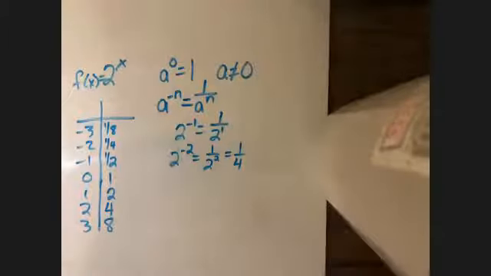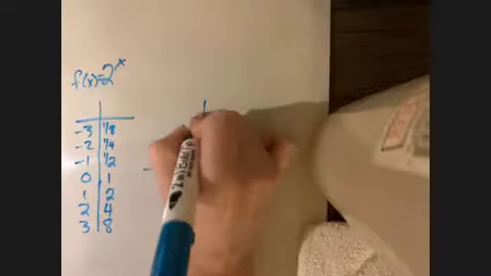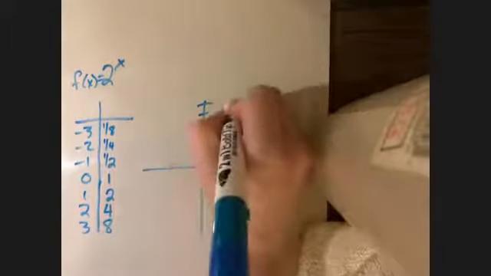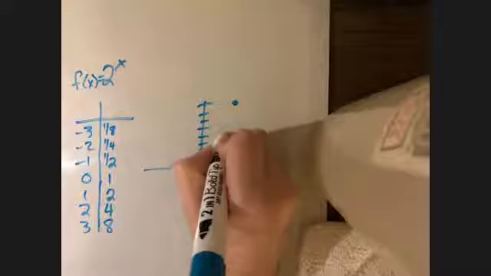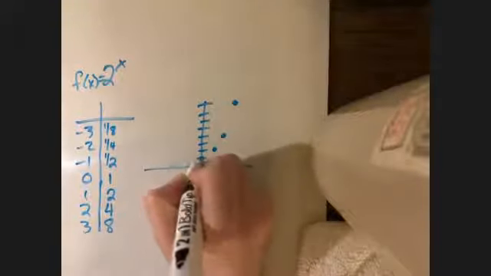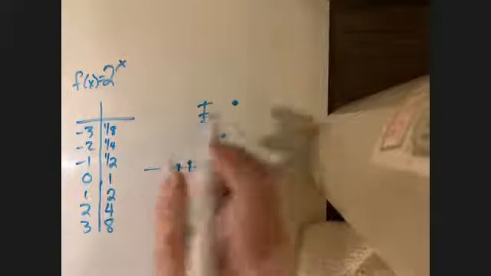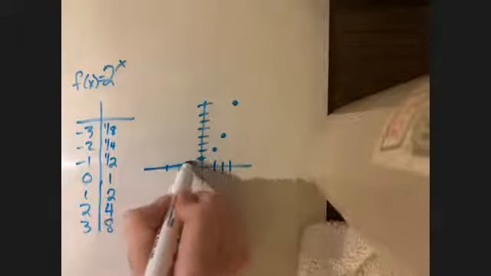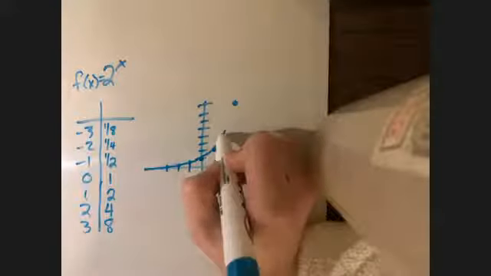Now, if we are going to graph, we've got 3, 8, and 2, 4, and 1, 2, and 0, 1. And then here's where it gets a little bit harder to graph. But what's going to happen here is our graph shape is going to look kind of like this.